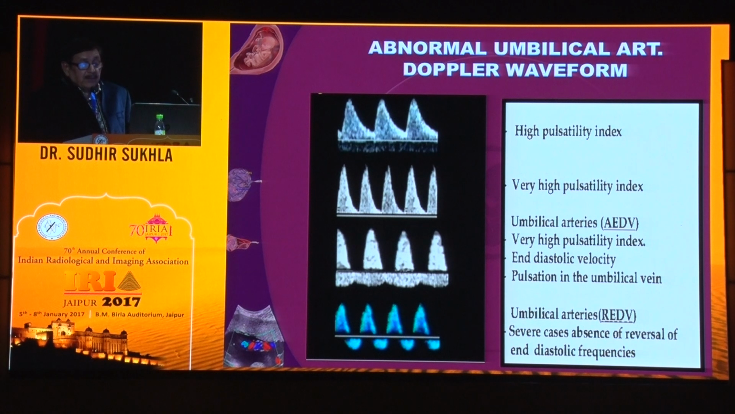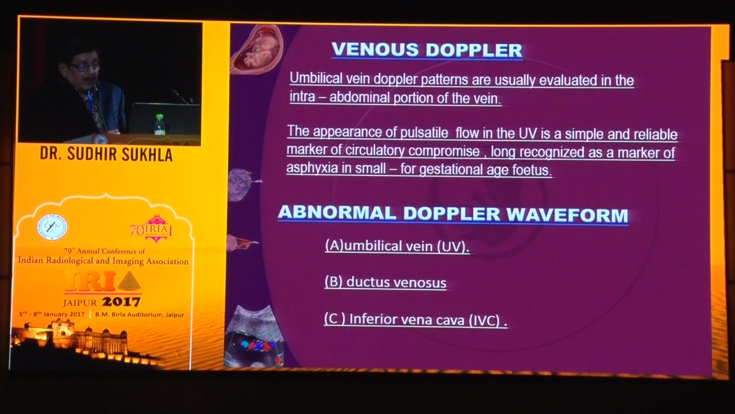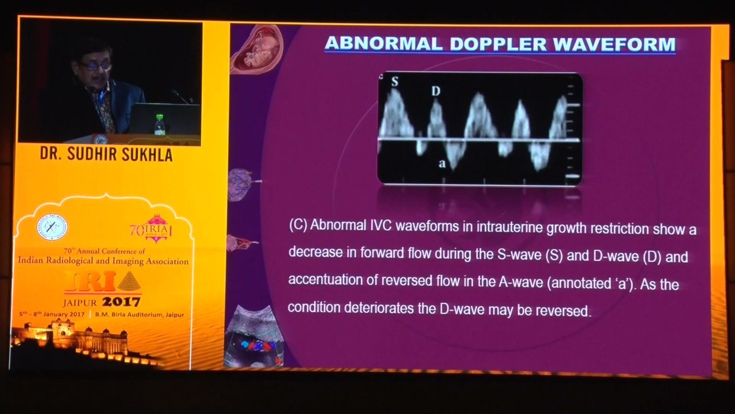Nowadays, we are assessing with the pulsatility index. I have given the high pulsatility index and so on. Then the venous Doppler, the appearance of pulsatile flow in the umbilical vein in an SGA fetus is a well recognized marker of asphyxia. There are many more abnormal Doppler waves, which we cannot discuss here.